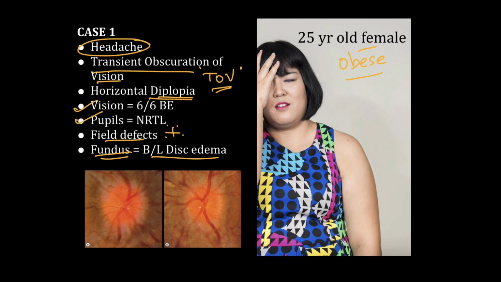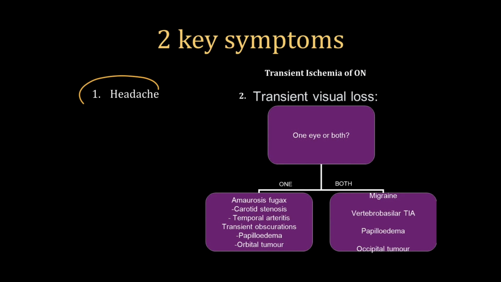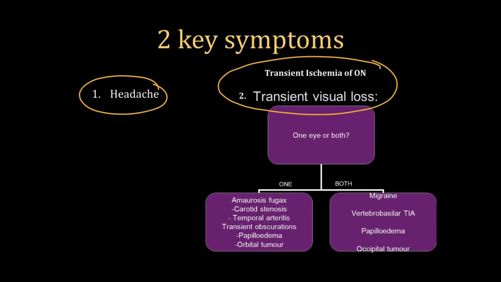So let us analyze the symptoms for a moment. We discussed the headache. We discussed the transient visual loss, which occurs because of a transient ischemia of the optic nerve. This is very, very important because a transient obscuration of vision can be either unilateral or bilateral. When it's unilateral, think of papilledema. When it's bilateral, also think about papilledema. There are some other causes which are also to be noted when it comes to transient obscuration of vision.